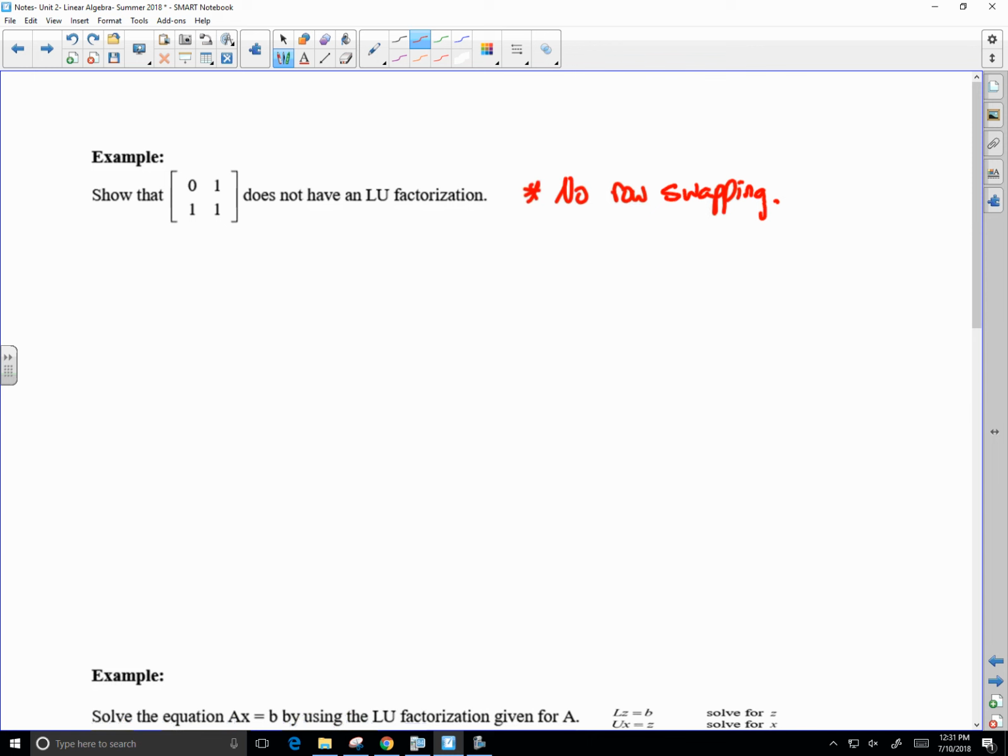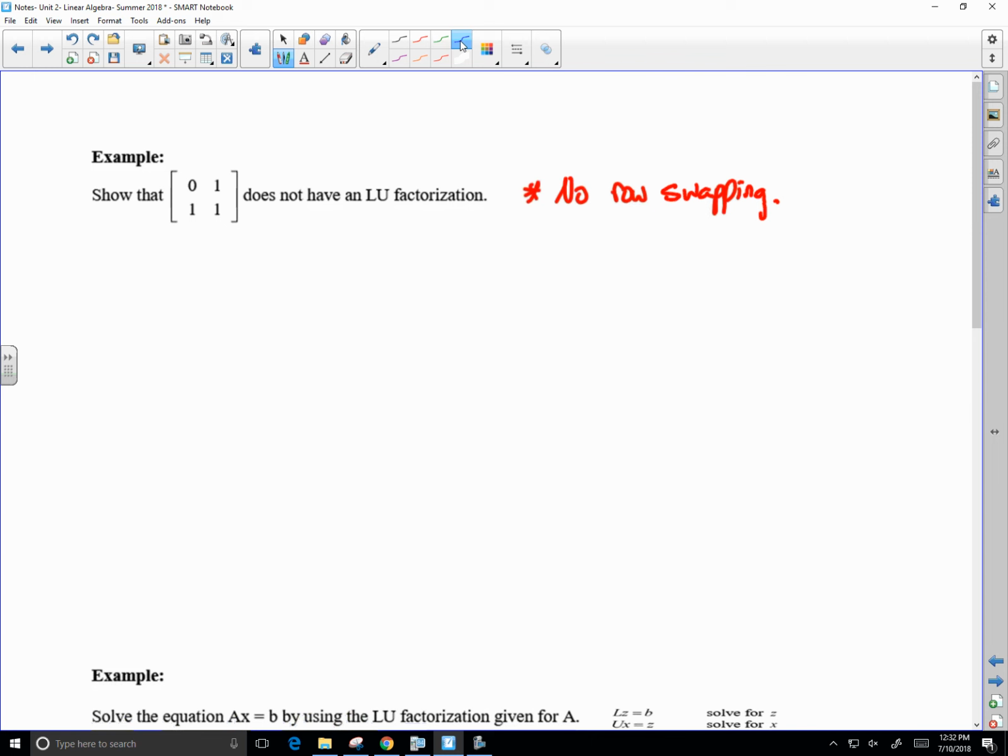Right. So the idea here is that in order to use LU factorization, or LU decomposition, we need to get this into an echelon form using row operations except for swapping rows. All right. So the issue here is we have a 0 to start off. So let's see if there's any operations that we can perform that would at least get us going in the right direction.